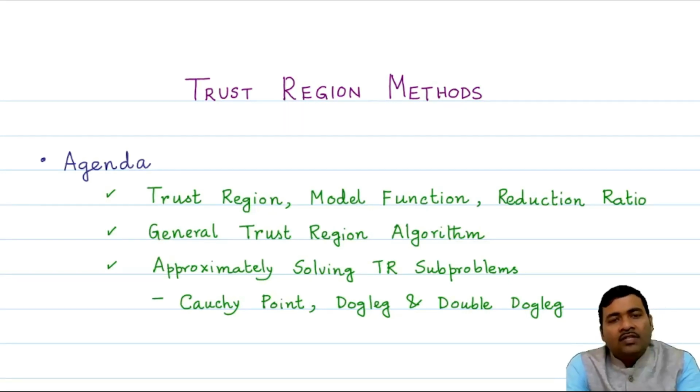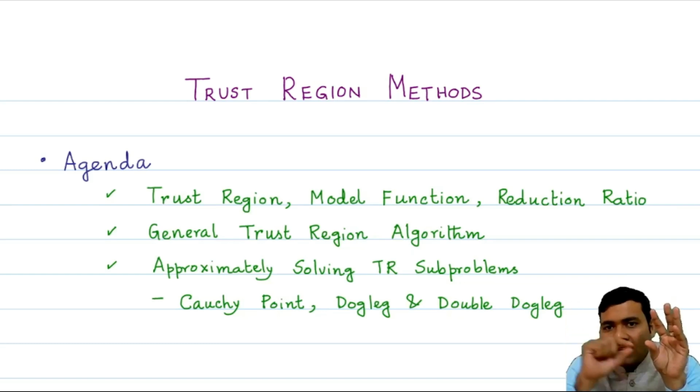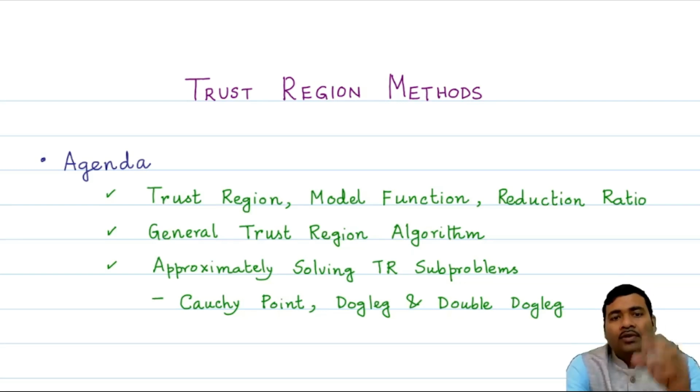The first, essential terminologies to describe trust region methods. Those are trust region, model function, and a reduction ratio. Trust region is a region in which we trust a model function to approximate the objective function of the optimization problem under consideration. How good this approximation is identified with the help of a ratio value called reduction ratio. Reduction ratio value indicates when to shrink and when to expand the trust region.